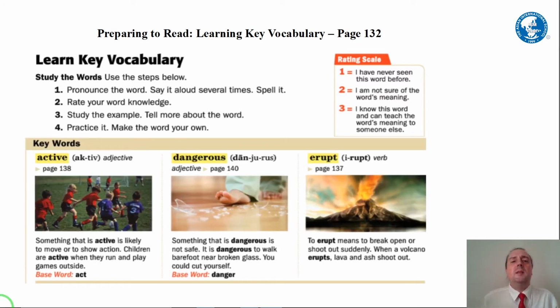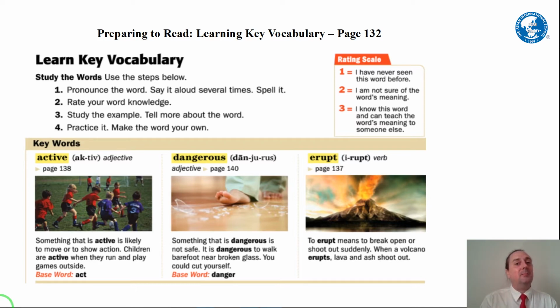Okay, so we're about to read the science article, Volcano. So we should understand some of the words in it before we read. Okay, first one, active. It's an adjective. Your turn, active. Good. Next one, dangerous. Your turn. Dangerous. Good.